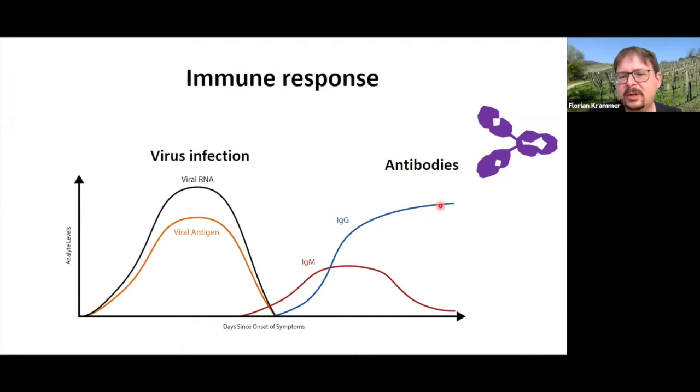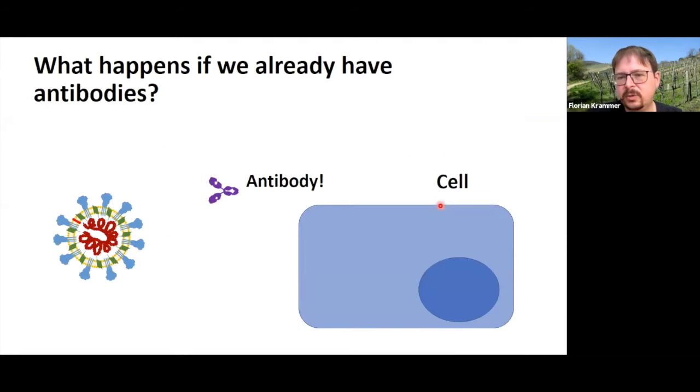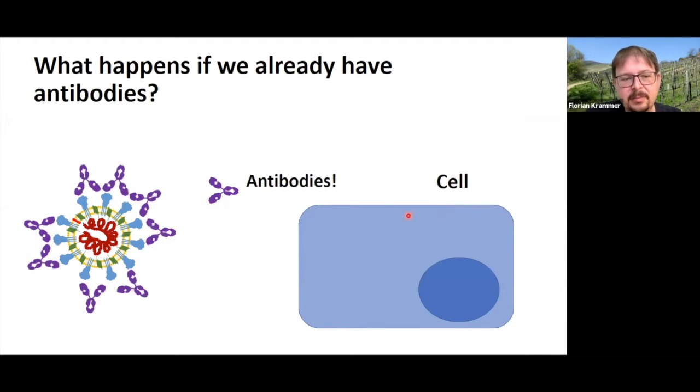These antibodies don't go away after infection, they stick around and they can protect you from getting infected again. Now if you already have these antibodies and you get exposed to the virus again, the virus lands on your mucosal surfaces, but there are already antibodies that bind to the spike protein and cover it, so the virus cannot attach to your cells anymore. The virus gets neutralized and you're protected.